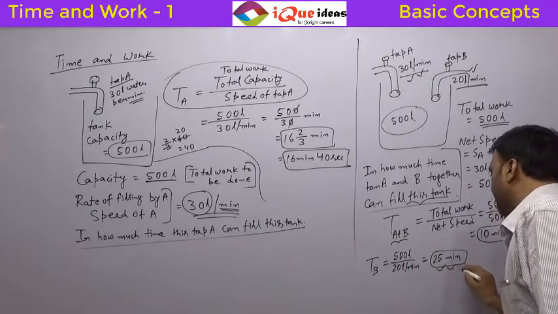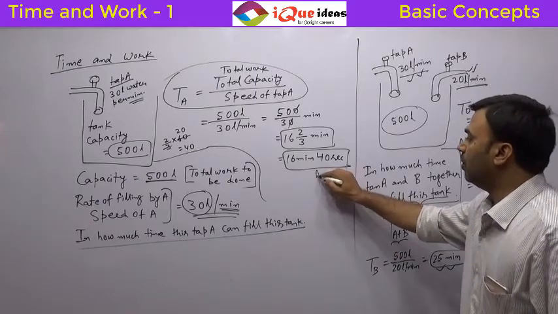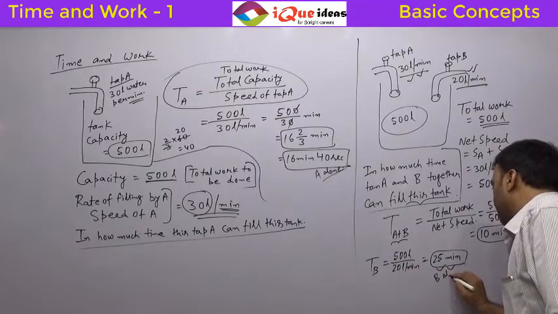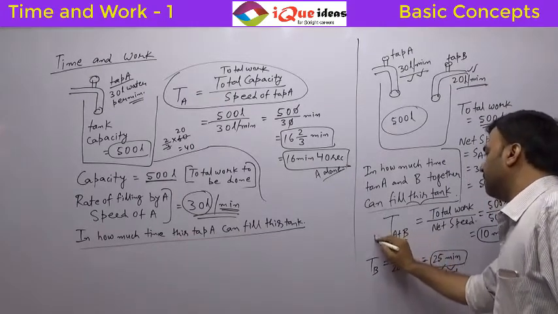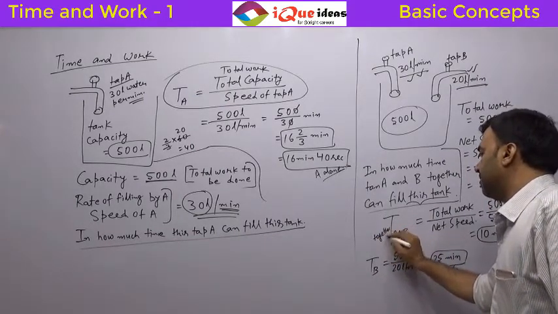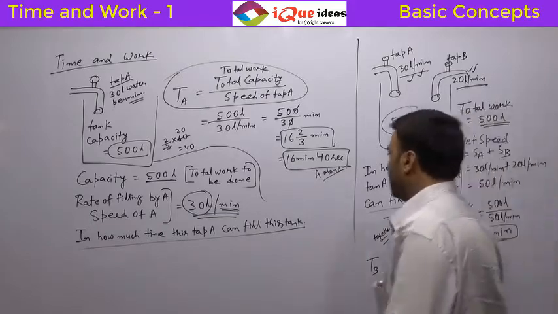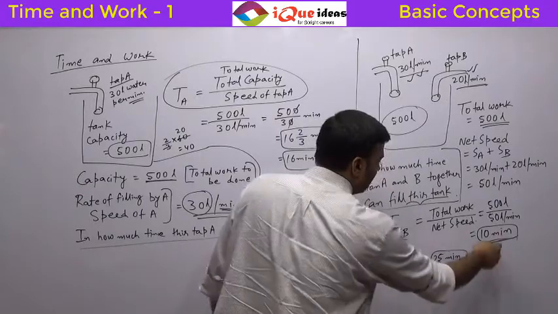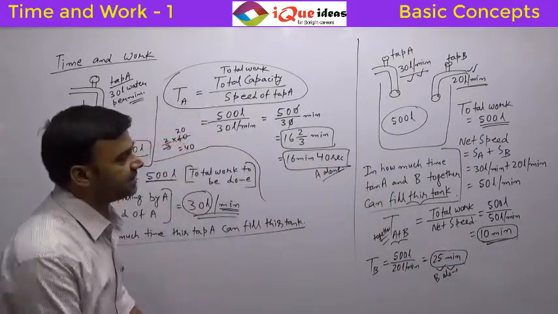So B alone could have filled it in 25 minutes. A alone could have filled it in 16 minutes 40 seconds. Whereas A and B together, they take 10 minutes, which is obvious. Suppose one person alone can do it in 16 minutes 40 seconds, and one person can do it alone in 25 minutes, then obviously together they'll fill it in less time.